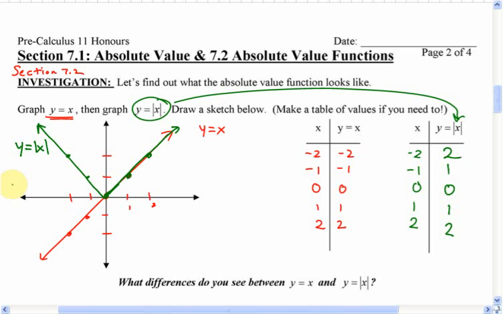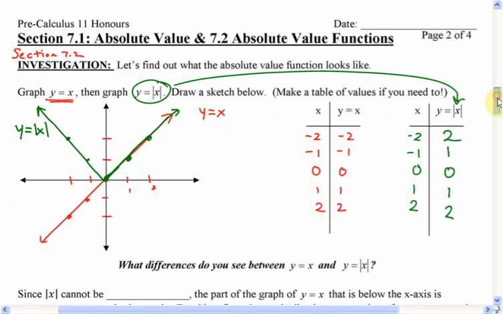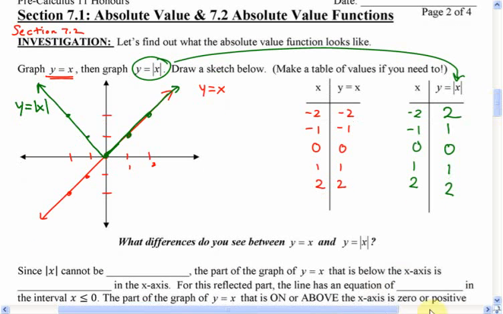Okay. Now, once you've done all your graphs, I want you to think about this question. What differences do you see between y equals x and y equals the absolute value of x? What do we know about absolute values again? It turns everything that is negative into a positive.